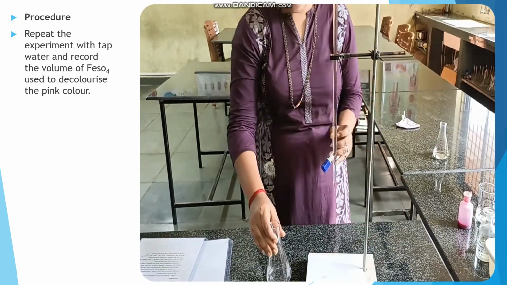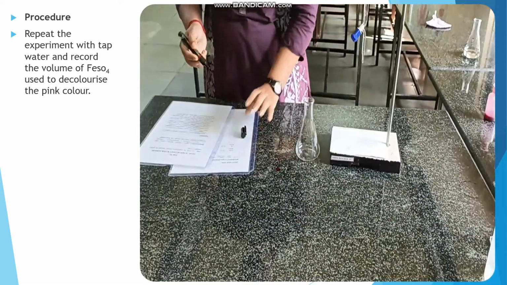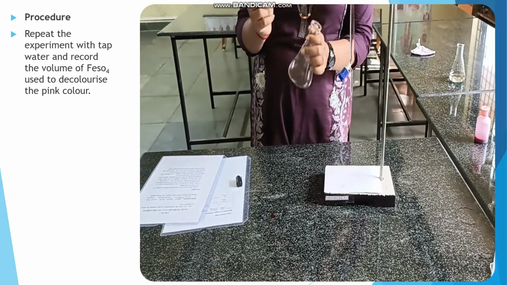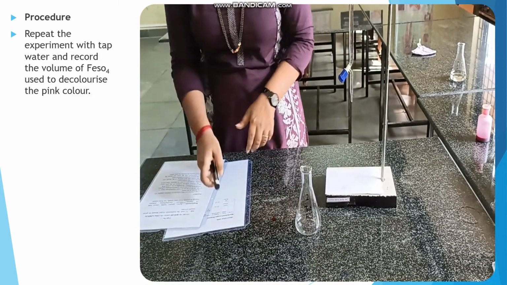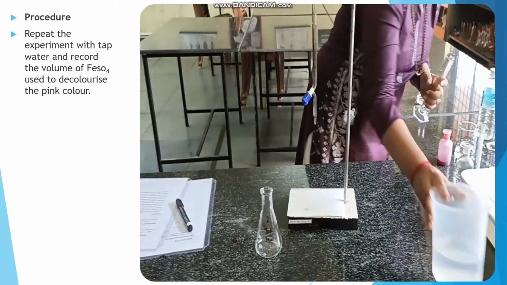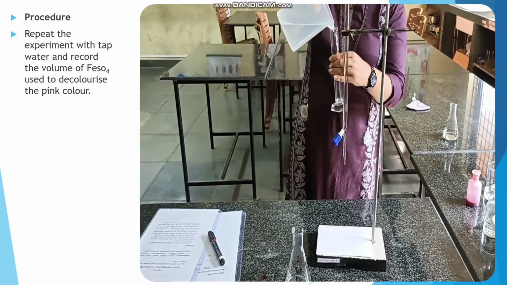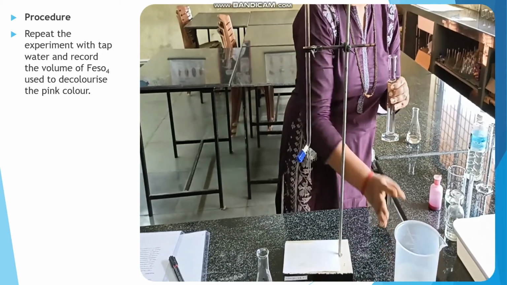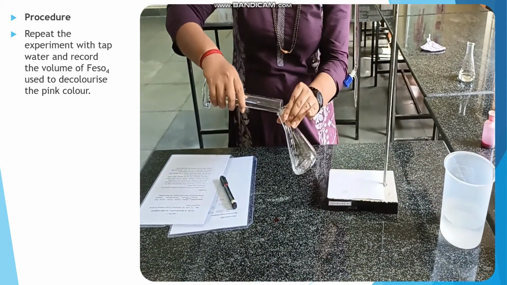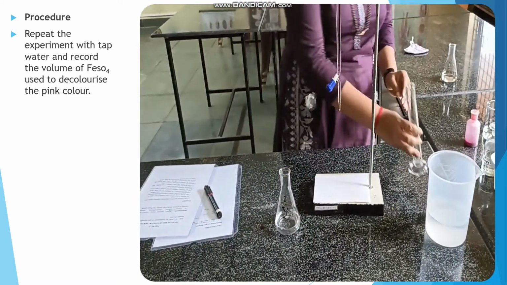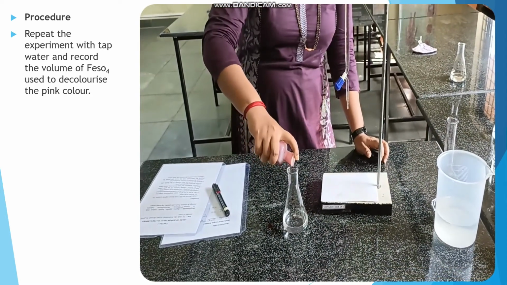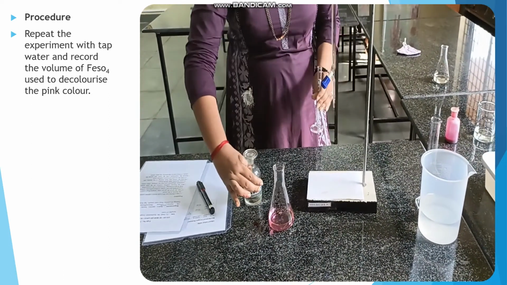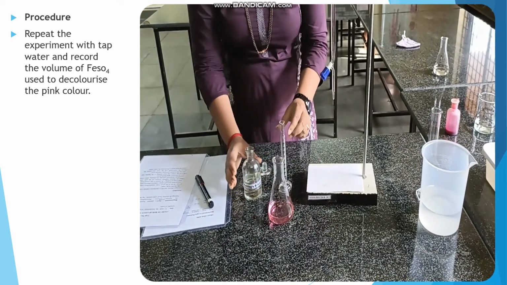Now I am taking the second flask. I have to write here as tap water. This is my sample number 2, tap water. So I am taking here 50 ml of tap water. To this I am adding 2 drops of phenylephrine indicator. Then I have to add 10 ml of Fehling's B solution.